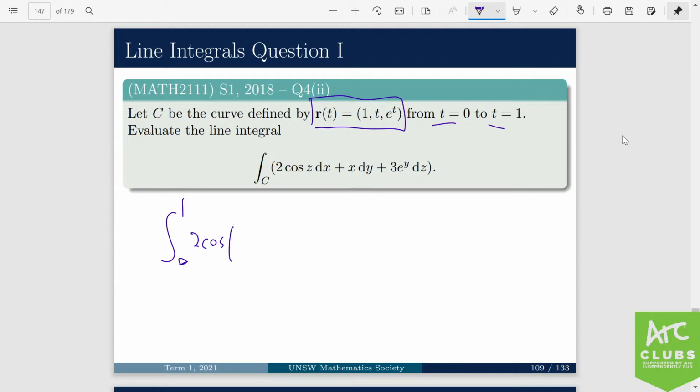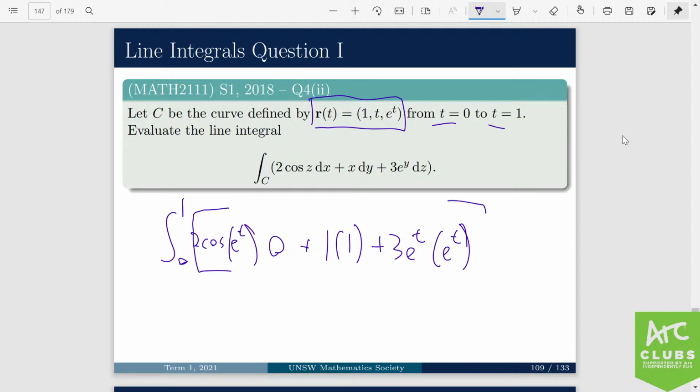So z is e^t, so we have e^t, and dx: x is 1, so x dash is 0, because that's just a constant, plus x, that's 1, and dy becomes y dash. y is t, so the derivative of t is 1, and then 3e to the y, which is t, and then z is e^t, so z dash is also e^t, with respect to t.